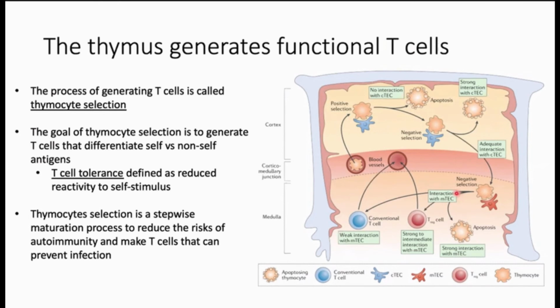And then eventually you're going to be left with regulatory T cells or conventional T cells that have become a mature T cell, which will then enter out into the periphery and be able to participate in immune responses.